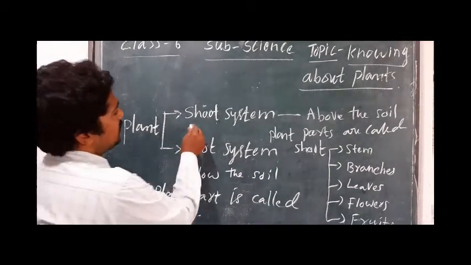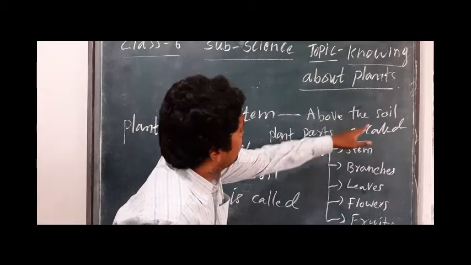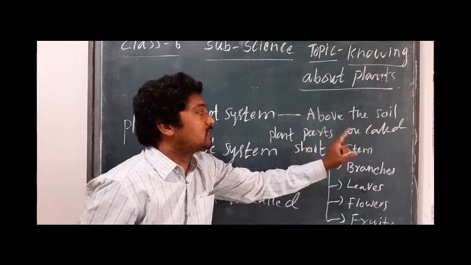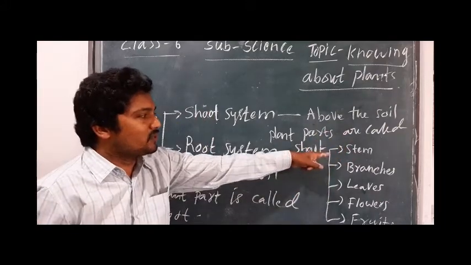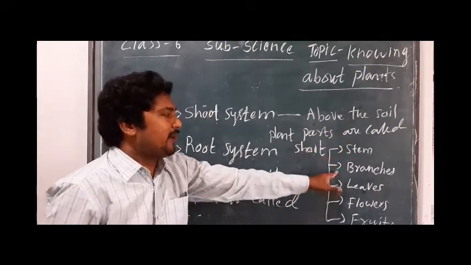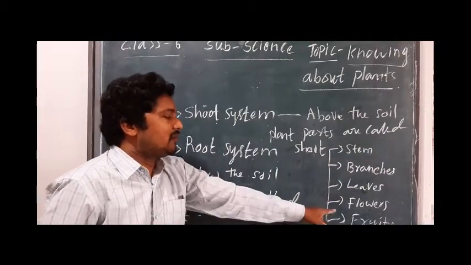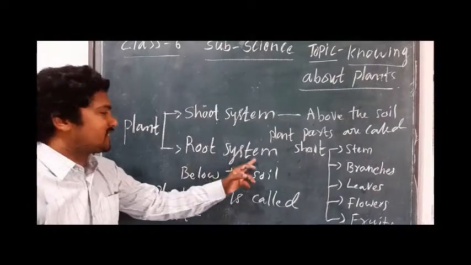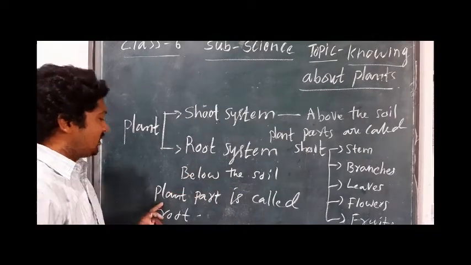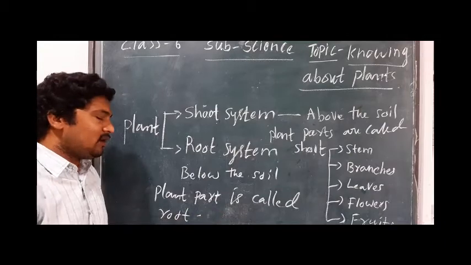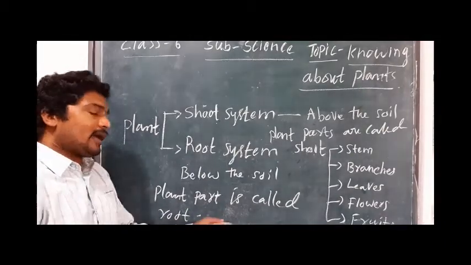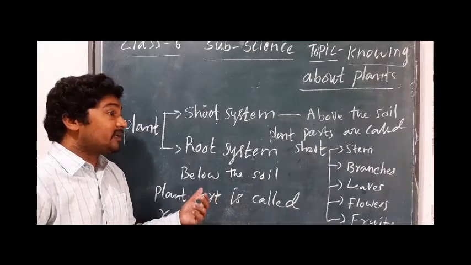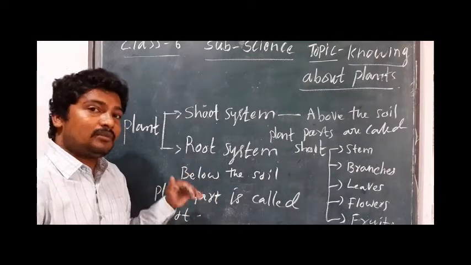So what is the shoot system? The plant parts above the soil are called the shoot system. They are stem, branches, leaves, flowers and fruits. What is the root system? The plant part below the soil is called the root system. Understand? So let's see what is present in the root system.